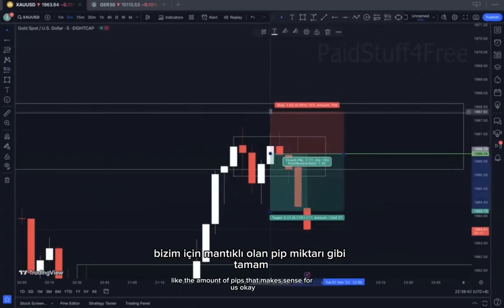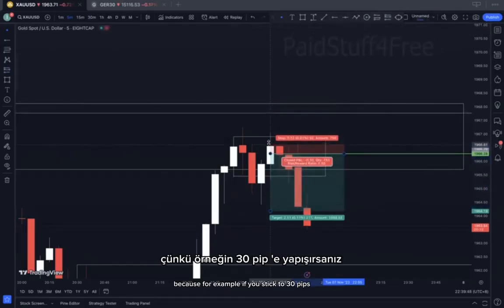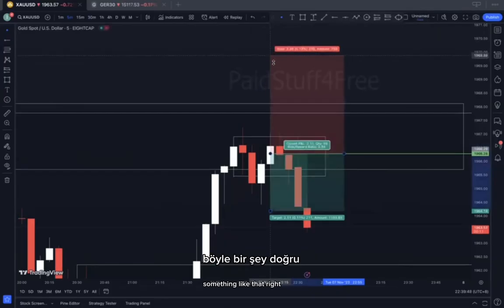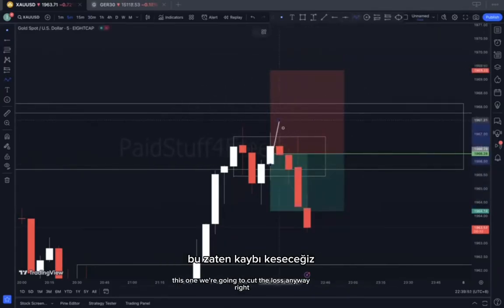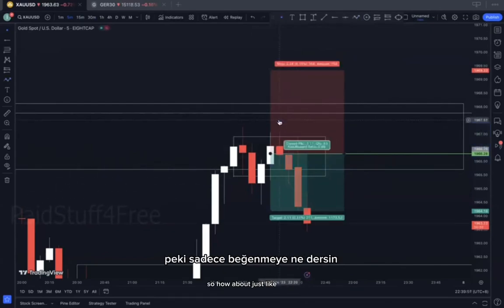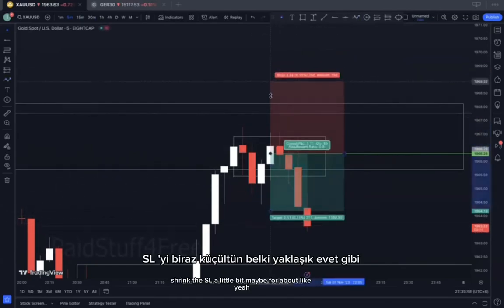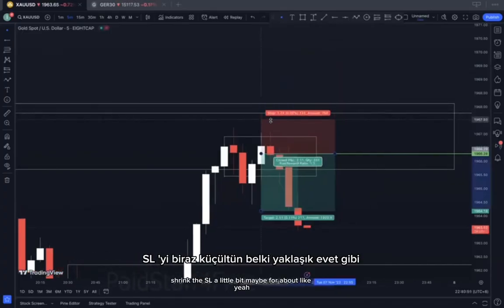Just think about the amount of pips that makes sense for us. For example, if you stick to 30 pips, after the price breaks this one, we're going to cut the loss anyway, right? So how about we shrink the SL a little bit?